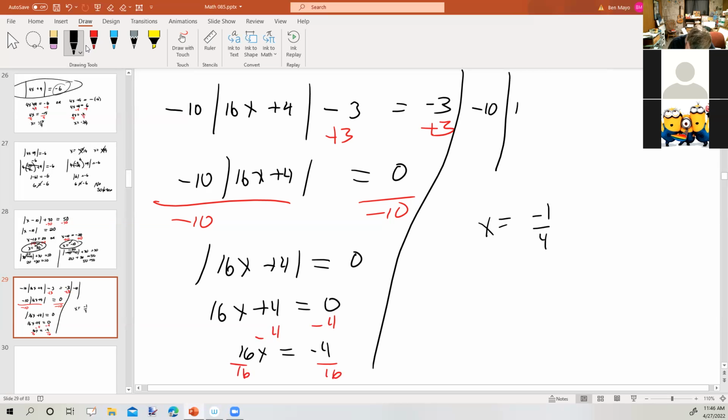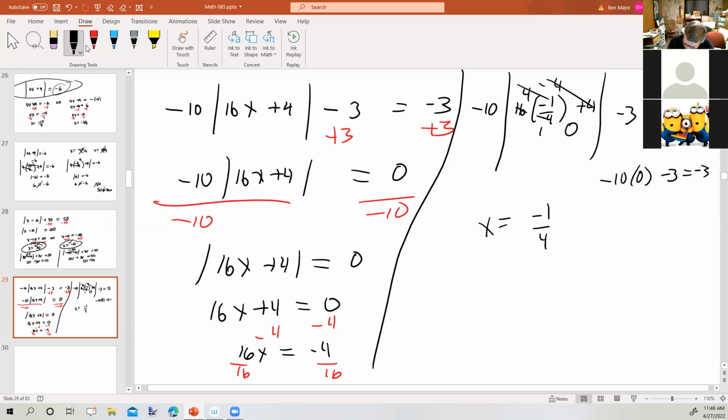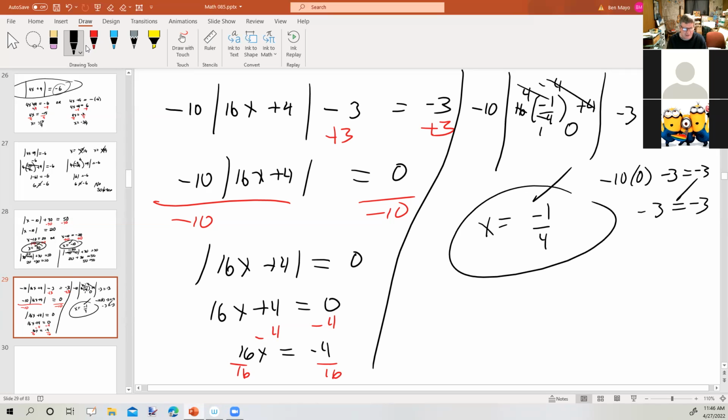Negative 10 times the absolute value of 16 times negative 1/4 plus 4, minus 3 equals negative 3. 16 over 4 is 4 over 1. 4 times negative 1 is negative 4. Negative 4 plus 4 is 0. The absolute value of 0 is 0. So I've got negative 10 times 0 minus 3 equals negative 3. Negative 10 times 0 is 0. So I've got negative 3 equals negative 3. It checks. But I had to isolate the absolute value first, get rid of any other terms, any coefficients or multipliers out front, and then go from there.